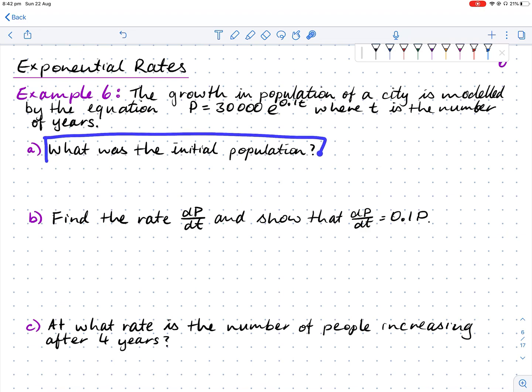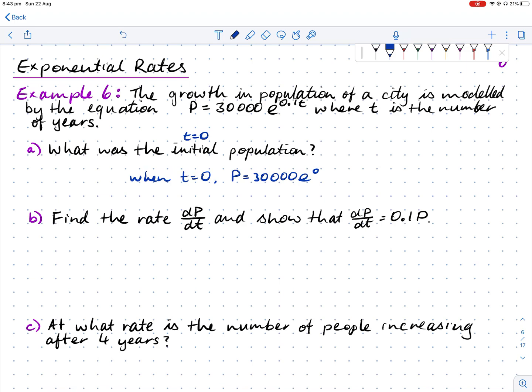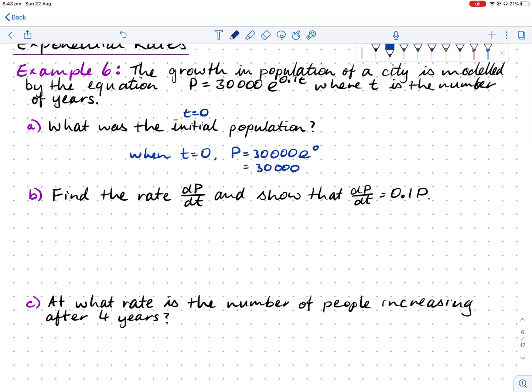There's no numbers in this statement at all, but there's actually a lot of numbers that are inherent to the question. The word initial means that we want t equal to 0. Okay, so at the start. So when t equals 0, we want to find what P is. P is going to be 30,000 e to the power of 0, because 0.1 times 0 is 0. e to the power of 0 is 1, so that means we're starting off with 30,000 people in this particular city.